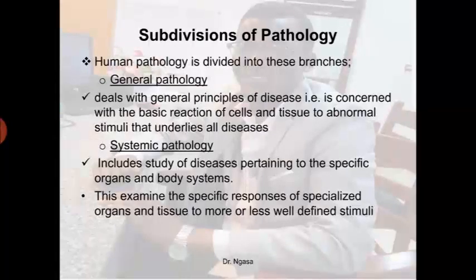But systemic pathology includes the study of diseases pertaining to the specific organs and the body system. So systemic pathology will just try to examine the specific responses of specialized cells. So cells are specialized in different organs with different functions. So systemic pathology examines the response of different specialized cells or tissue to more or less well-defined stimuli.